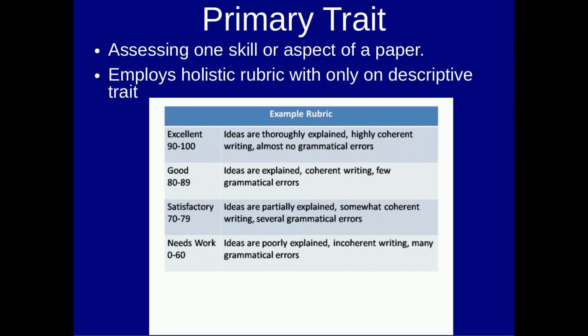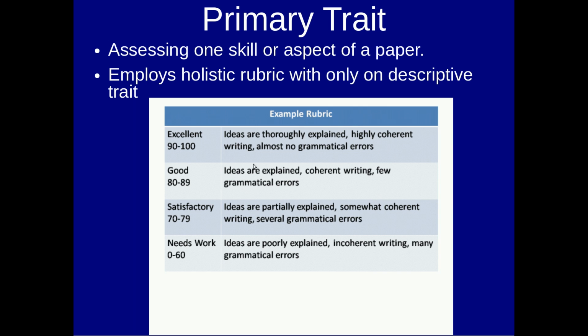The last one, and this is not as commonly used, is called a primary trait. And this is where you assess one skill or one aspect of a paper. And so you might focus on, for example, persuasion, or you might focus only on the use of vocabulary or grammar, whatever. And so what you do is that you have a holistic rubric, but with only one descriptive trait.